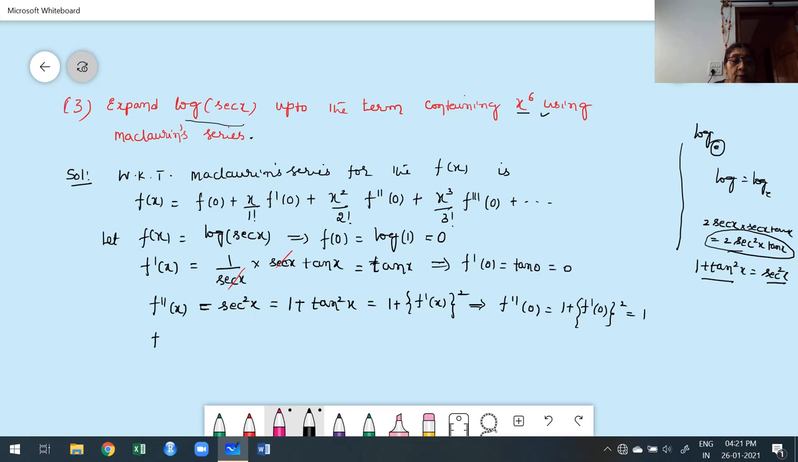Next, let's find the third derivative. The derivative of 1 is 0. What is the derivative of f dash of x whole square? It is 2 into f dash of x into the derivative of f dash of x, which is f double dash of x. Now, we can't express this in terms of the previous, so I have to leave it as it is. Then find the third derivative at 0: 2 into f dash of 0 into f double dash of 0. Finally, we get 0 because f dash of 0 is 0, and 0 into any non-zero value is 0.